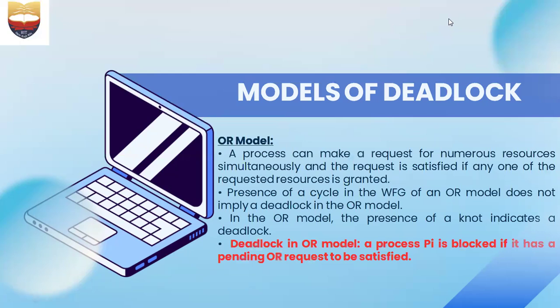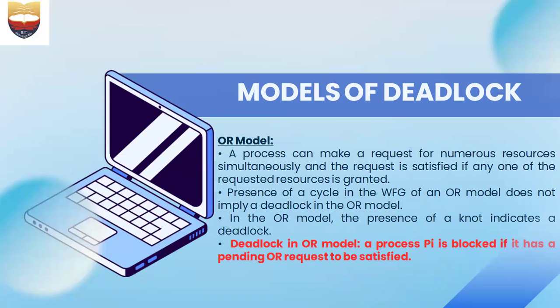Next one is OR model. A process can make a request for numerous resources simultaneously, and the request is satisfied if any one of the requested resources is granted. Presence of a cycle in the WFG of an OR model doesn't imply a deadlock in the OR model. In the OR model, the presence of a knot indicates a deadlock.